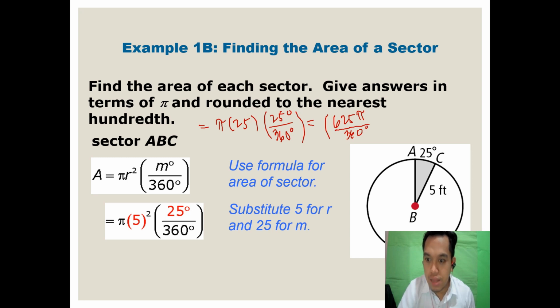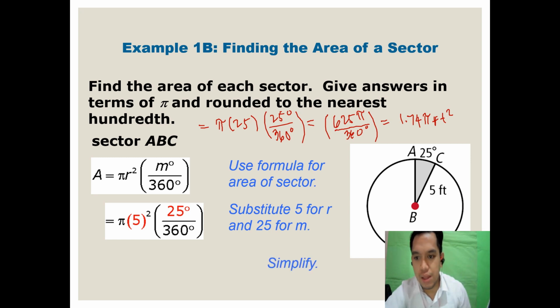Okay, so yung unit natin dito ay feet. Huwag niyong kakalimutan yung unit ha, in your final answer. Okay, so next is 625 divided by 360 is 1.74. Okay, so 1.74 pi feet squared. Okay, so simplify that further, class.